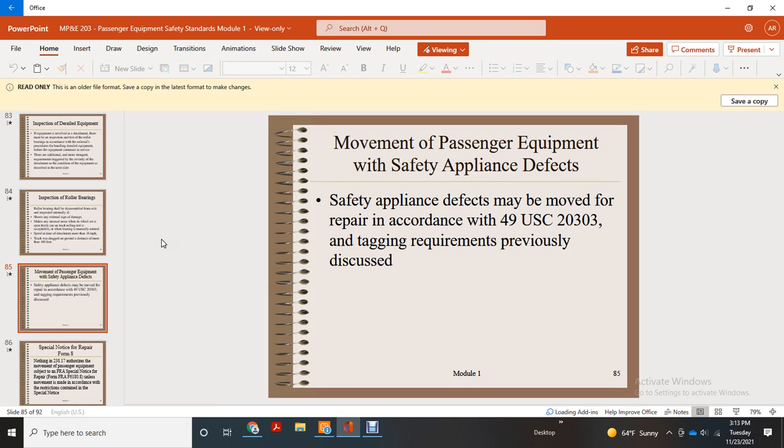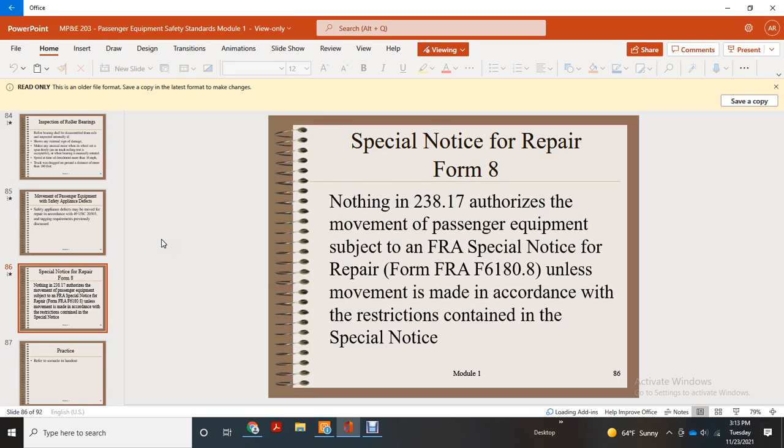Movement of passenger equipment with a defective safety appliance. If the defective equipment is moved for repair, it must be in accordance with Title 49 U.S. Code 20303 and the tagging requirements previously discussed. Special notice for repair, form FRA 6180.8. Nothing in 238.17 authorizes the movement of passenger equipment that is subject to an FRA special notice for repair, form FRA 6180.8, unless the movement is made in accordance with the restrictions contained in the special notice.